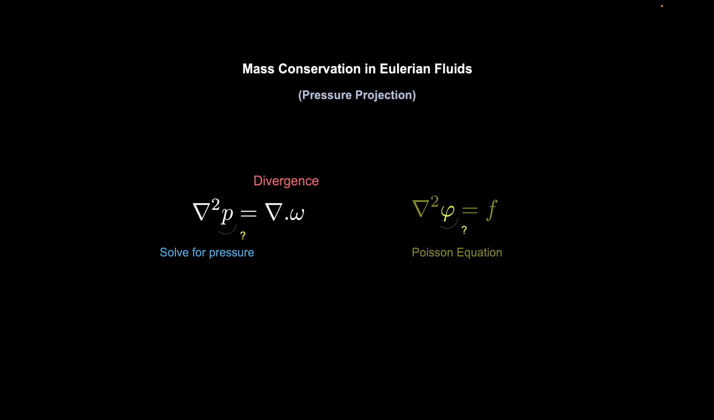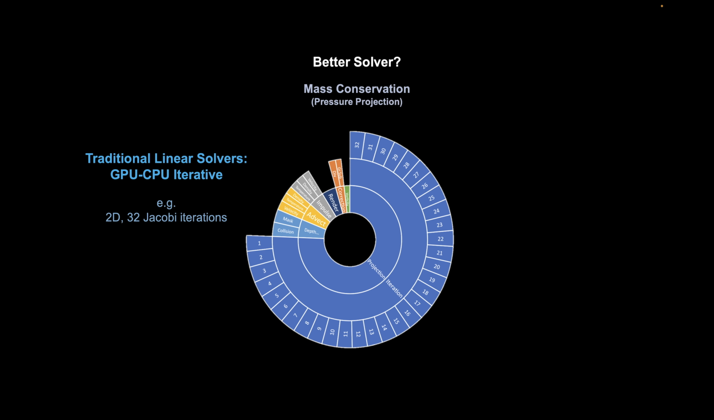To understand the importance of this step in real-time applications, we can look at how much it costs. In Eulerian fluid pipelines with traditional CPU-GPU iterative solvers, a big chunk of the computation is spent on a single projection step. For example, in 2D and for a typical relatively low number of solver iterations of 32, almost 83% of the total computation is spent on projection. This is the bottleneck that we would like to improve.